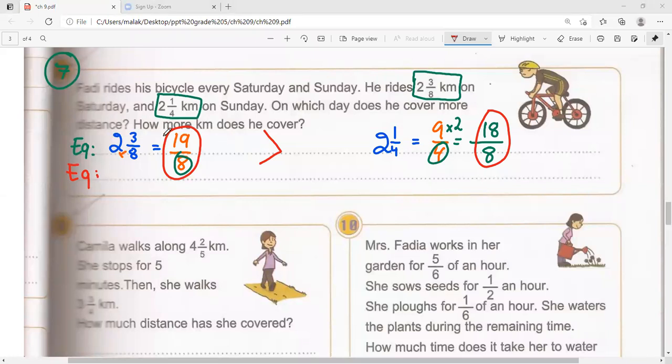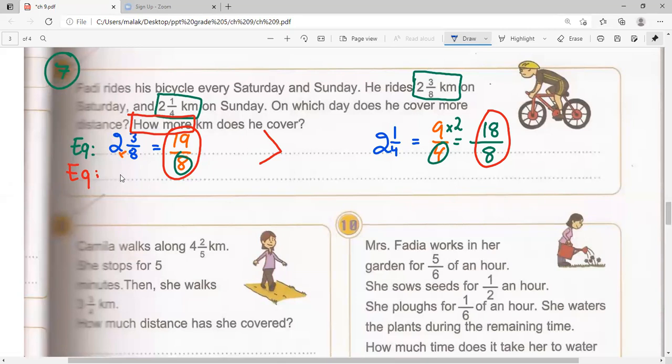How will we know how much more he covered? By how much more? How will we find the difference between both? What shall I do? We are comparing two different things. When we see the words how much more, what shall I do? We should add. No, we should subtract. We will find the difference between both. 19 is more than 18 by how much? What is the difference between 19 and 18?